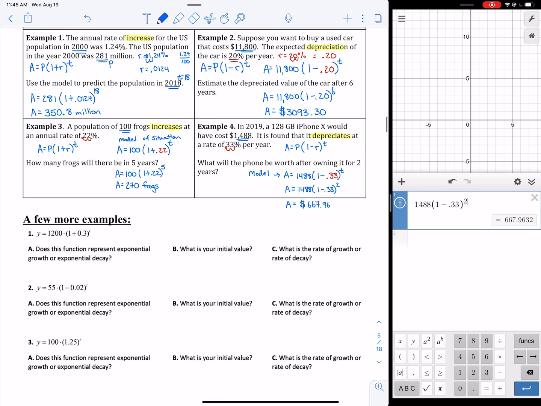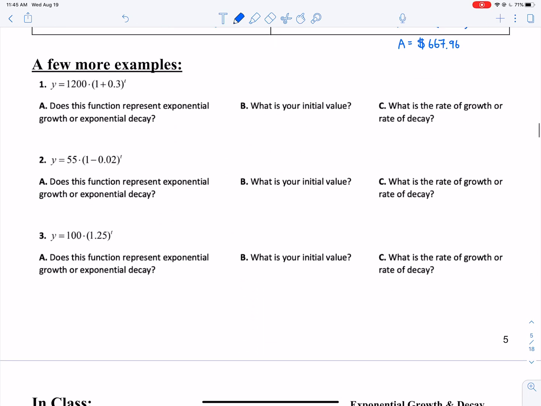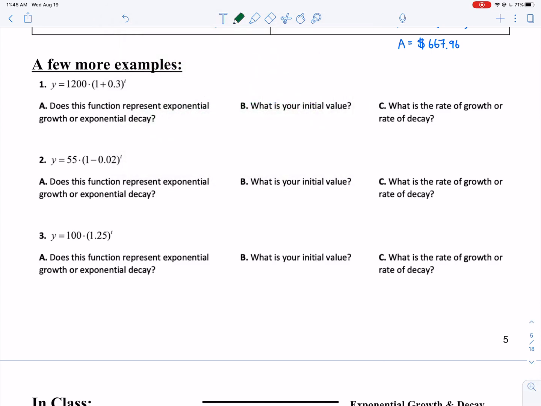All right, so let's just look at a few more quick examples. And I think I can just move my calculator out of the way for now. Okay, so if we are given this function for number 1, and it says y equals 1200 times 1 plus 0.3 to the t power. It says, does this function represent exponential growth or decay? And so looking at the 1 plus the rate right there, I would say that this one is definitely exponential growth. And then they said, what is your initial value? So you can look in your formula and see that the initial value is like the 1200 there.